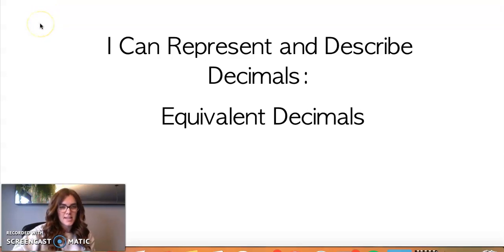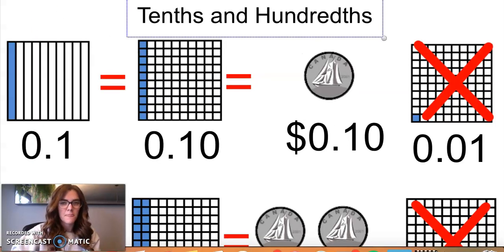So your I can statement is I can represent and describe decimals, and we're going to be working on equivalent decimals this week. So let's go ahead and jump in. We're going to be comparing tenths and hundredths, and we're going to look at our first example here.